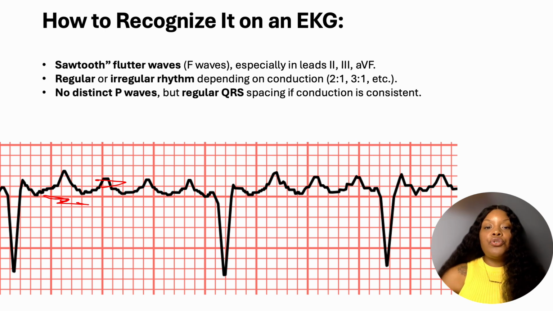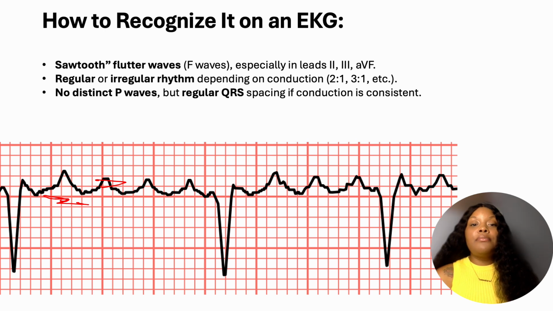So you want to make sure that with your atrial dysrhythmias and arrhythmias, we just remember that our problem is going to be with the atria, and the atria is our P waves. So with atrial flutter, we do not have any P waves. Instead, we have flutter waves.